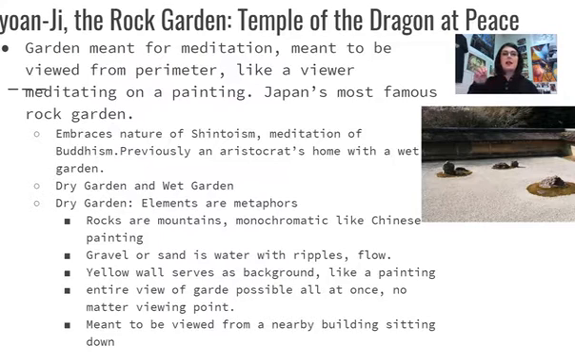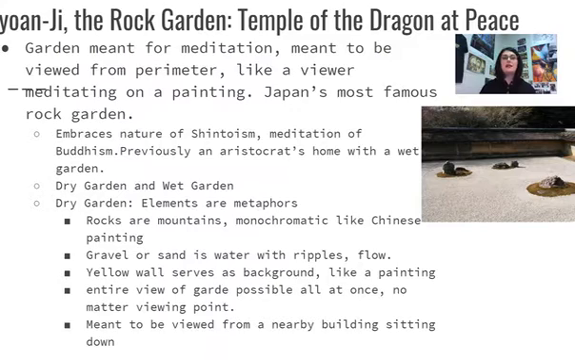So Ryoanji is Japan's most famous rock garden, and that's in part because the entire complex itself is so beautiful. So it's got that idea of Shintoism and the natural elements that are there with the meditation of Buddhism, but not necessarily the getting rid of stuff thing, because it's in an aristocrat's home. So like, okay, not quite getting that.